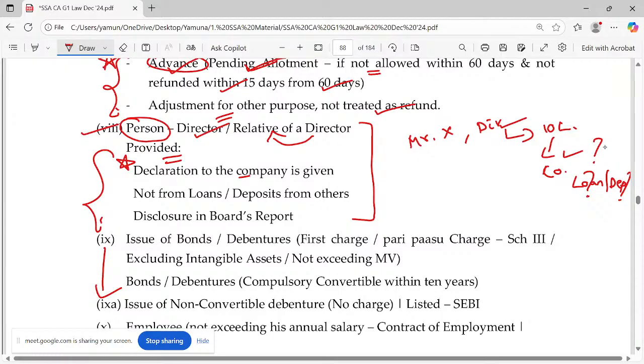Another provided, a restricted condition. This person, Mr. X, is giving a declaration to the company that the money is not considered as loan or deposit if he has not been given it from others. He is not giving from others. Suppose the company needs 10 lakh rupees. If I give it from my own savings, that's considered as loan. If I borrow from a bank and give to the company, it's considered as deposit. So the declaration has to be given that I'm not getting any loans or deposits from others, and it has to be disclosed in the board's report.